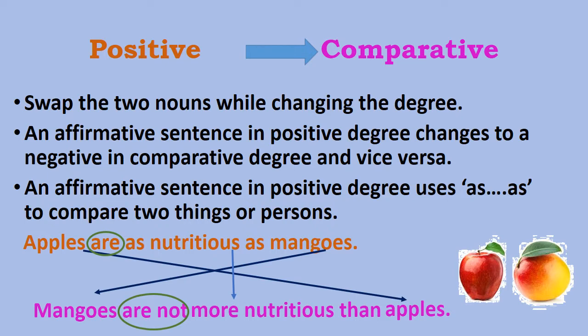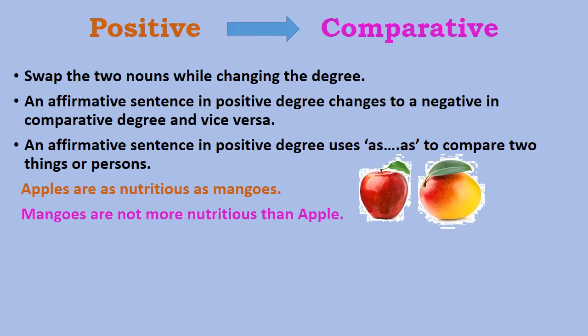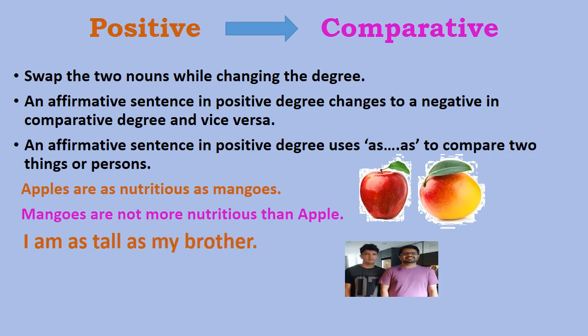See, when we are changing the degree, we have to remember that the meaning should not change. When we say apples and mangoes are equally nutritious, that means the other thing is not more nutritious. That is, mangoes are not more nutritious than apples. One more example we will see. I am as tall as my brother. Right. So, how will it change? This is a positive degree sentence, and it will change to: my brother is not taller than me.